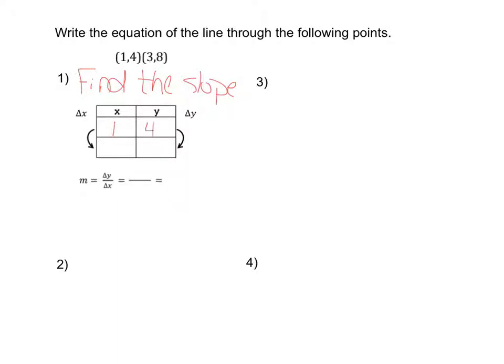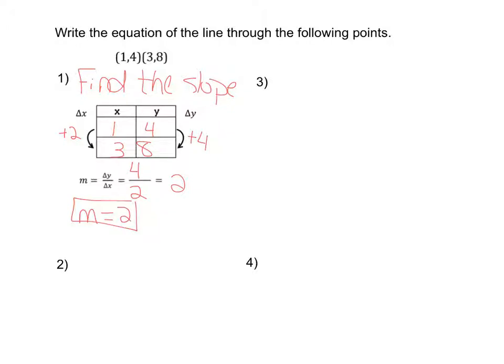So we're going to put this in our little mini table. You'll recall doing this a while back. We're going to find the slope from this mini table. From 4 to 8, I add 4. From 1 to 3, I add 2. My change in y over my change in x is 4 over 2, which is 2. So m is 2. So we have one of the things we need to know.